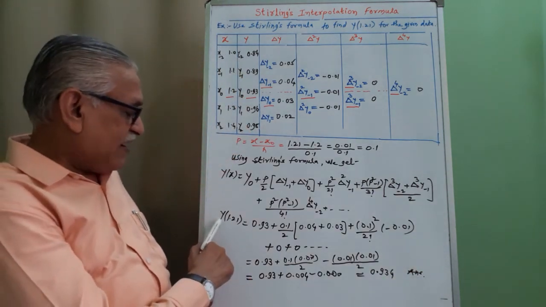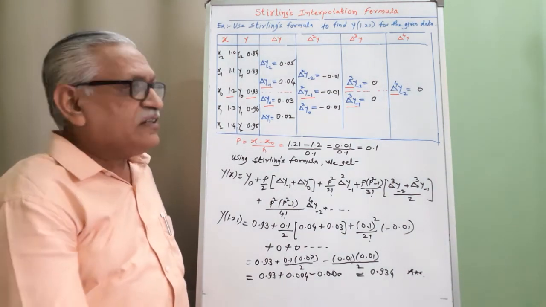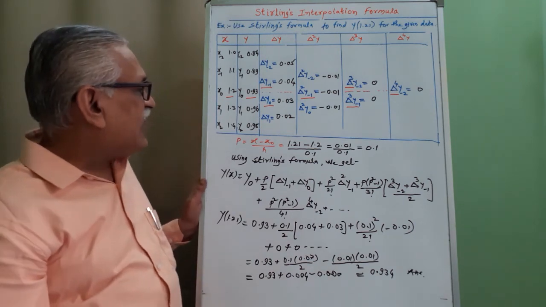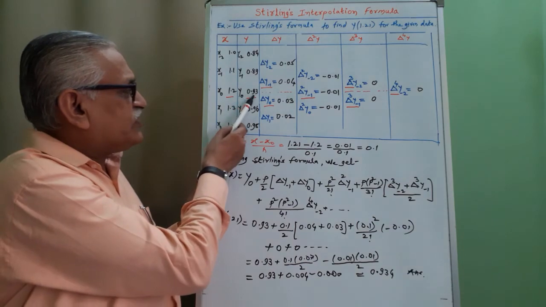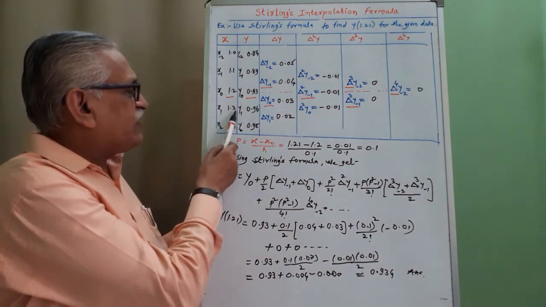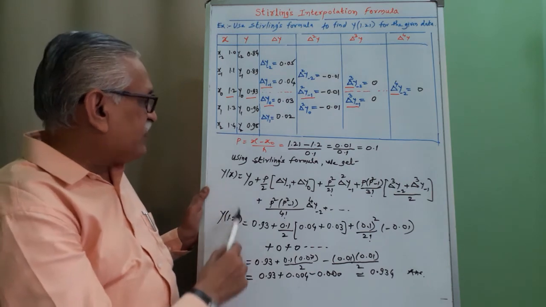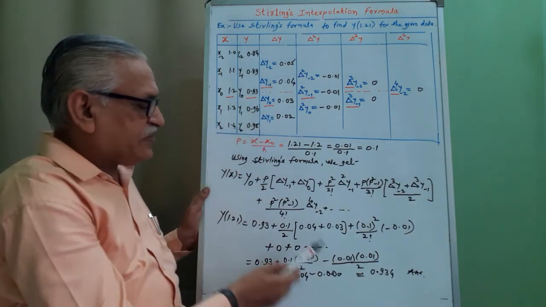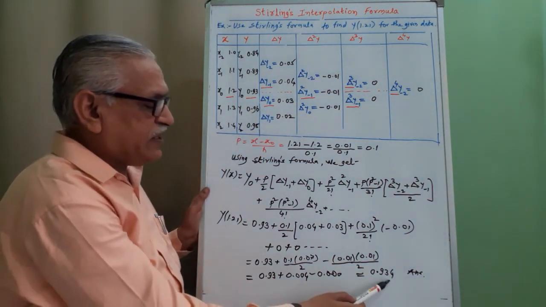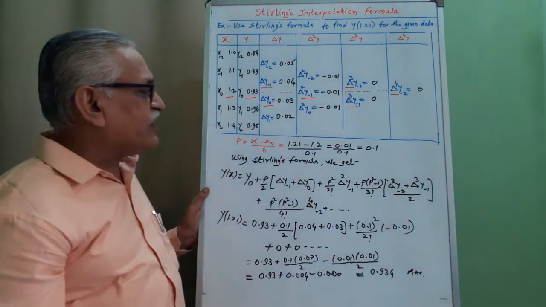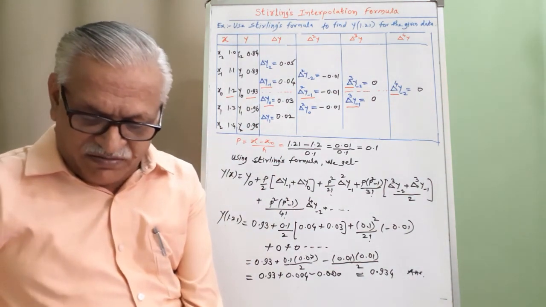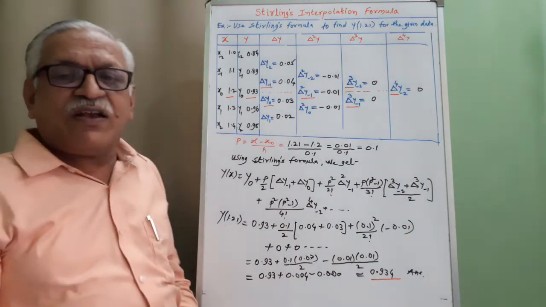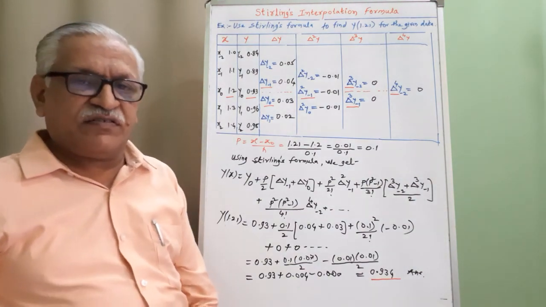Therefore, the value of y at 1.21 by Stirling's interpolation formula is 0.934. We cross check it. For 1.2 it is 0.93 and for 1.3 it is 0.96. 1.21 is in between these two values. Therefore, the answer must be in between 0.93 and 0.96. Yes, that value 0.934 is in between 0.93 and 0.96. Therefore, whatever value I have obtained is the correct one.